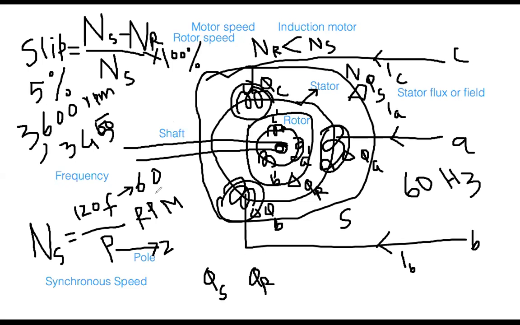Everybody understand: when solving the problem, don't mix up two speeds. One is ns, n subscript s, the other is nr. Nr is the actual motor speed, or rotor speed, or shaft speed. Three terms can be used: shaft speed, rotor speed, motor speed. All are the same. Only ns is the synchronous speed, which is the magnetic field speed, produced when you apply three-phase voltage and it produces a rotating magnetic field.